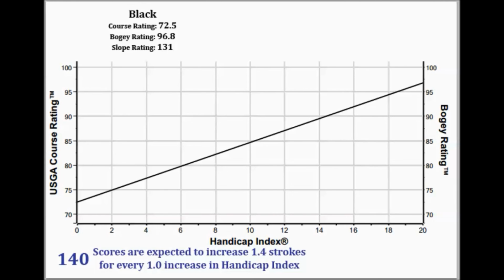To show a little bit of an example, let's imagine we have two players competing on a course with a slope of 140. One player has a course handicap of 8 and the other has a course handicap of 2. The person who is an 8 would be expected to shoot 8.4 strokes higher than the person with a 2. So 8 minus 2 is a 6-stroke difference between these two golfers, and then 6 times 1.4 equals 8.4.